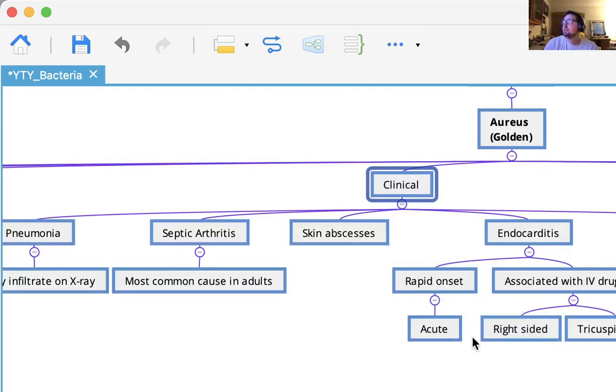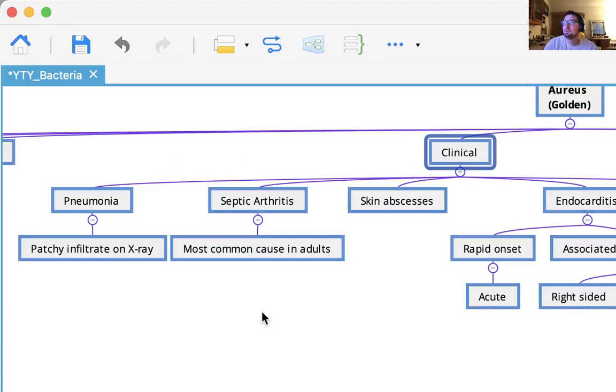Next, clinical. Staph aureus can cause a bajillion clinical things, but we're just going to go through the big ones right here. First off, pneumonia. It's going to cause a patchy infiltrate on chest x-ray. Then you've got septic arthritis. The key thing to know here, and this will be very important on Family Med, is it is the most common cause of septic arthritis in adults. If you hear of an adult with septic arthritis, the first thing in your differential should be Staph aureus.